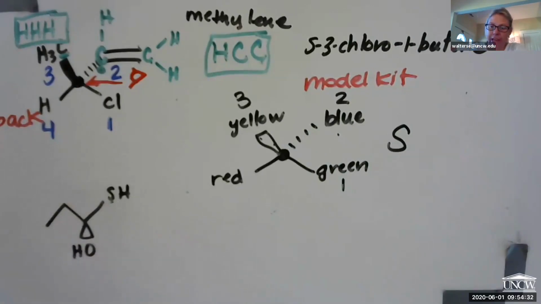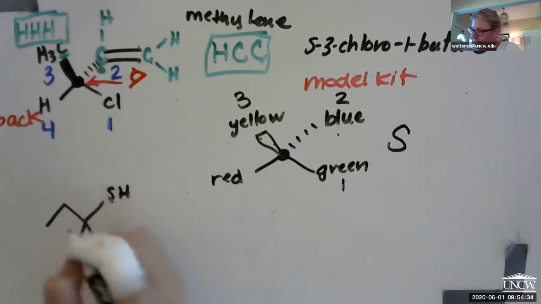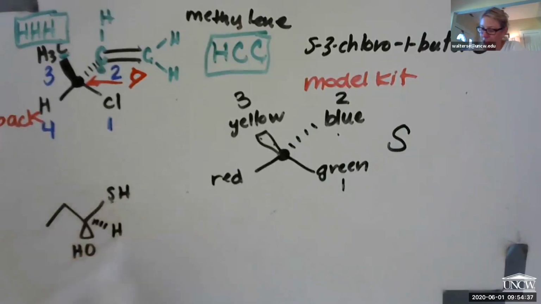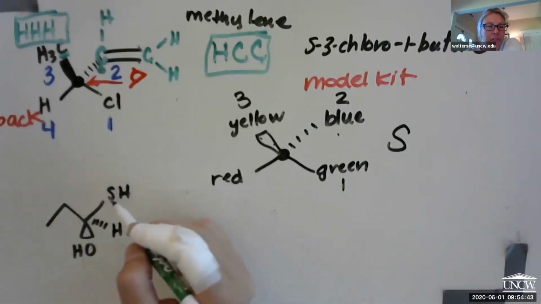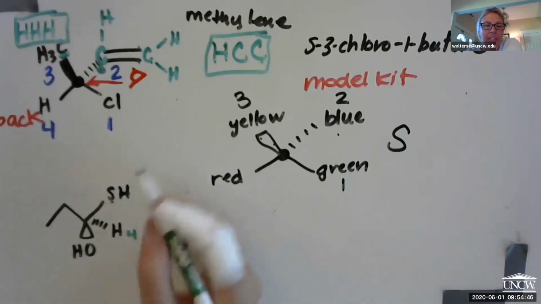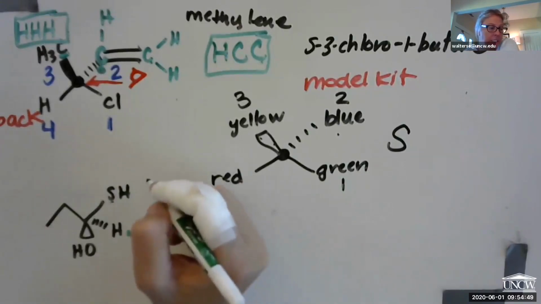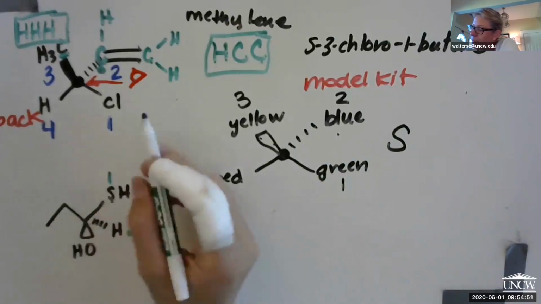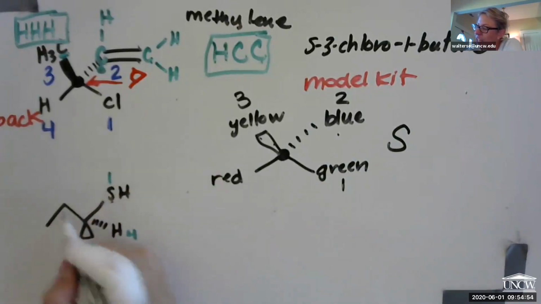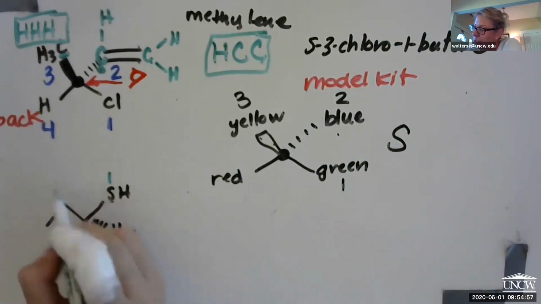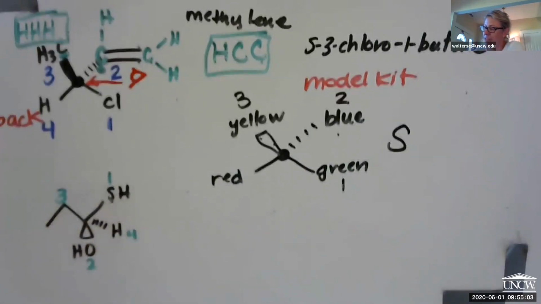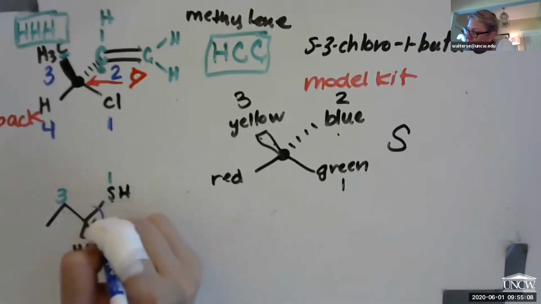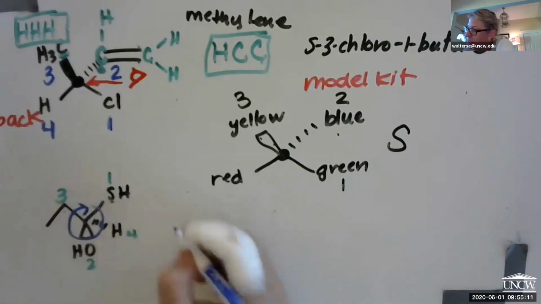So what you don't have drawn is the dash hydrogen. So that's 4. Okay. Sulfur has a higher atomic number than oxygen. So this is 1. But oxygen has a higher atomic number than carbon, so that's 2, and this is 3. So it's already lined up properly with the 4 on the dash. So if you go 1 to 2 to 3 like this, it ends up R.